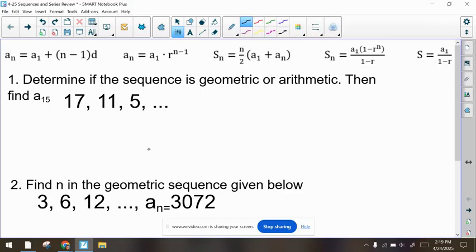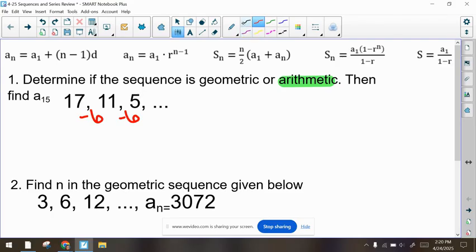So when I look at number one, we're going from 17 to 11 to 5. Things that are arithmetic have a common difference. Things that are geometric have a common ratio. So arithmetic means that we're adding or subtracting the same value every time, where geometric means that we're multiplying by the same value every time. So I can see that as I move from right to left, we are subtracting 6 every time. So this means that that sequence is arithmetic.